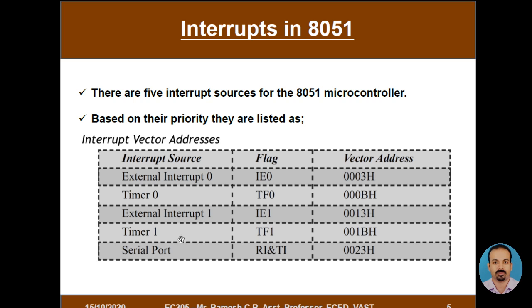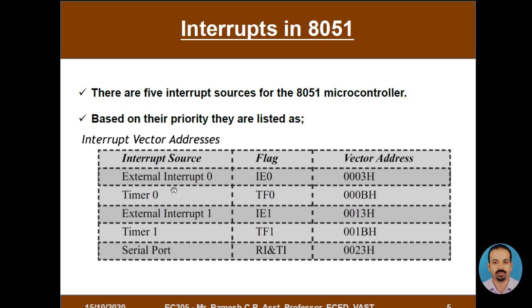IE1, then timer 1, TF1, and for UART we have interrupts for reception and transmission. Corresponding to reception, the interrupt is indicated by the flag RI, and corresponding to transmission, the interrupt is indicated by the flag named TI.